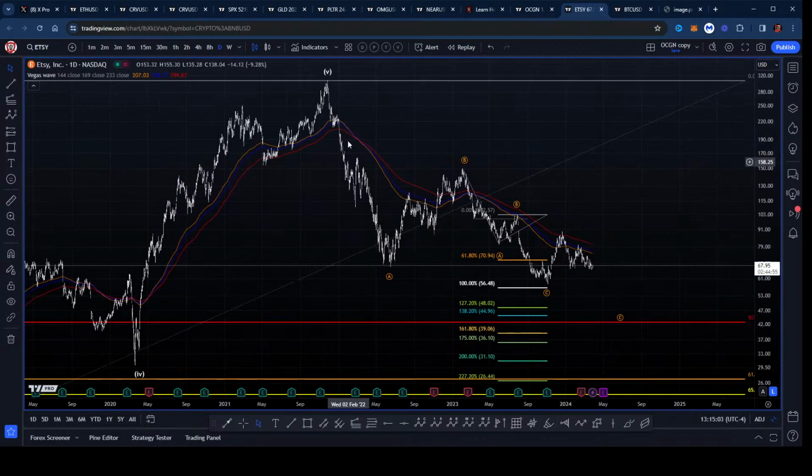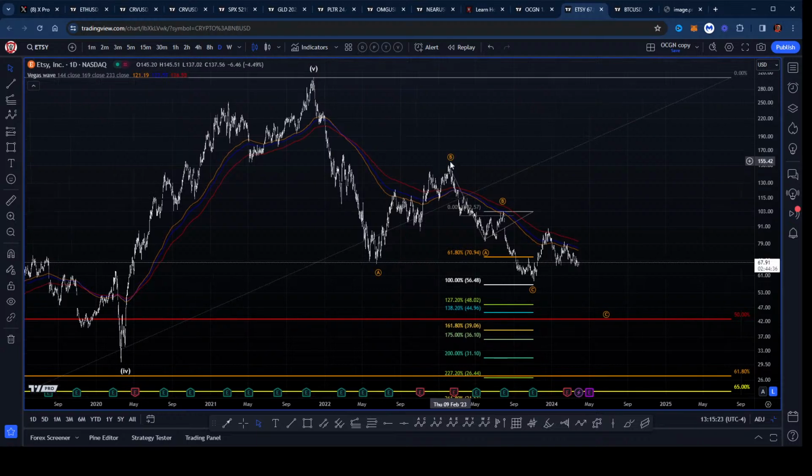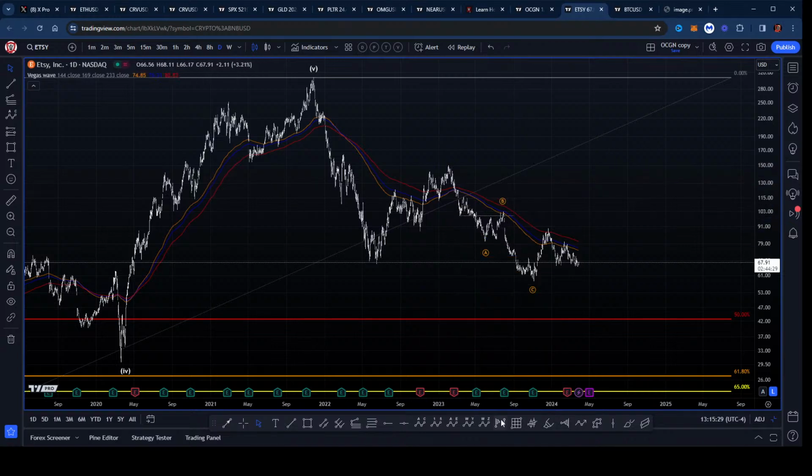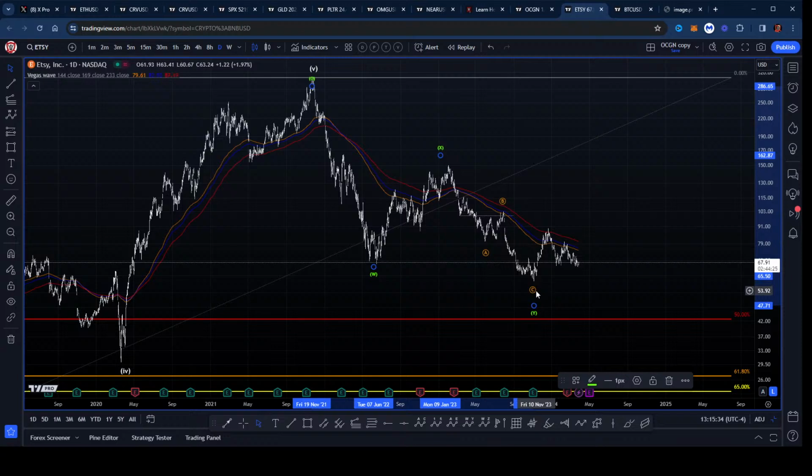Okay, so can I do an A, B, C, right? It actually looks like I could. 1, 2, 3, 4. Looks like I got a B in there. B. Let's consider that, because I think we're gonna get a better crescendo here. Okay, so let's consider that. This would be WXY right here.